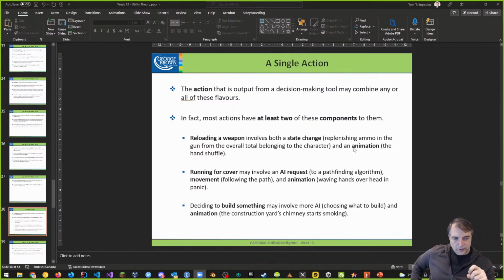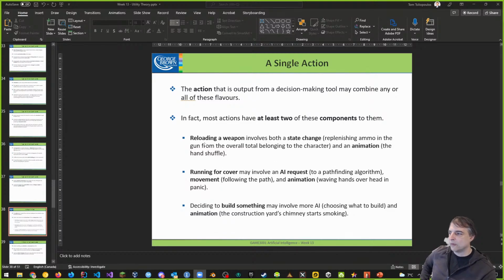So let's talk first about what a single action is, and we'll talk about a single action versus a compound action, different kinds of actions. I can combine them into one of these flavors. In fact, most actions have at least two of these components to them. When it comes to flavors, maybe I have an animation and a movement, right? Or maybe I have some kind of AI request alongside an animation, so I have two of those flavors that I'm using at the same time.